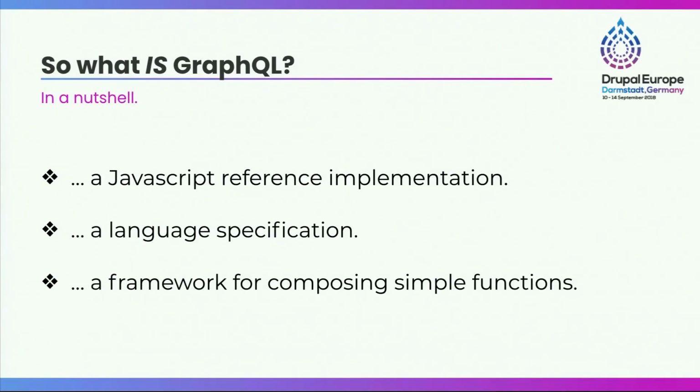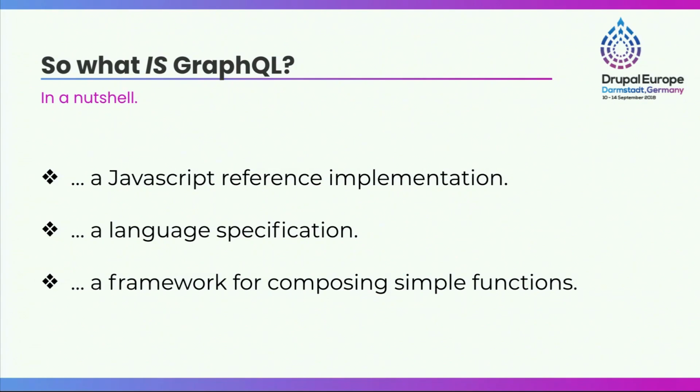So what is GraphQL? How would you define GraphQL? GraphQL is multiple things. On the one hand, it's a JavaScript reference implementation. That's what you would find if you search for GraphQL on GitHub, probably. It's a GraphQL server that you can run and implement your own custom schemas in. But there are a lot of GraphQL implementations. There are, by now, three popular ones for PHP and for basically any other language too.